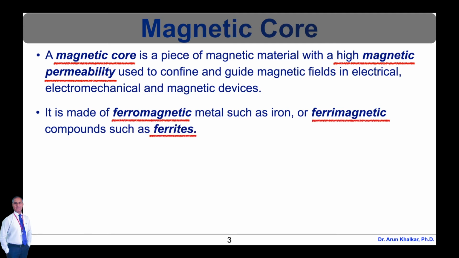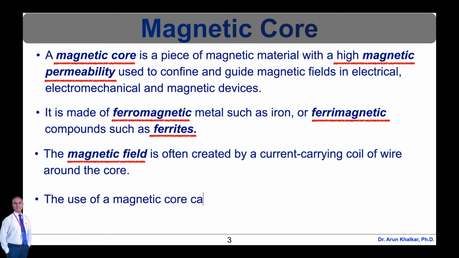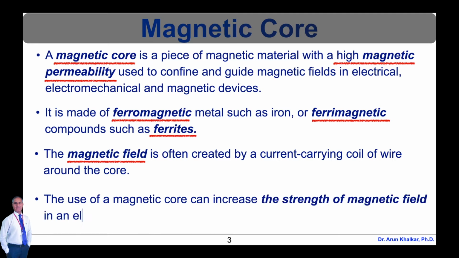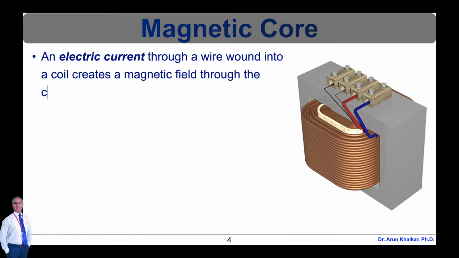The high permeability relative to the surrounding air causes the magnetic lines to be concentrated in the core material. The magnetic field is often created by a current-carrying coil of wire around the core. The use of a magnetic core can increase the strength of magnetic field in an electromagnetic coil by a factor of several hundreds times. An electric current through a wire wound into a coil creates a magnetic field through the center of the coil due to Ampere's circuital law.